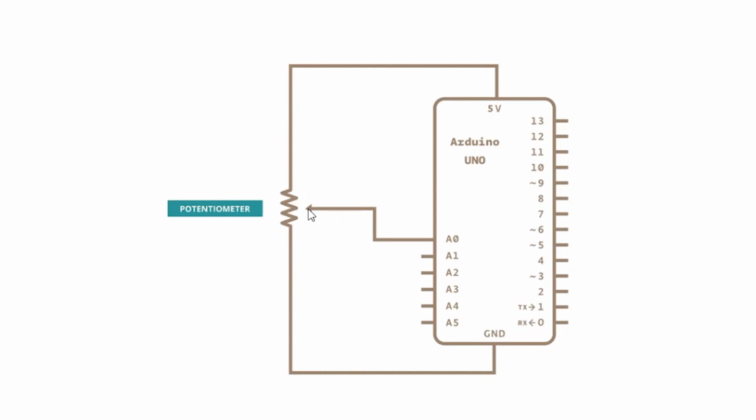This is the schematic diagram of the project today. When we move the middle terminal downward, it will gradually come to 0 potential. And when we move it upward, gradually it will reach 5 volt. This voltage will be available at pin A0, which can be read by Arduino.